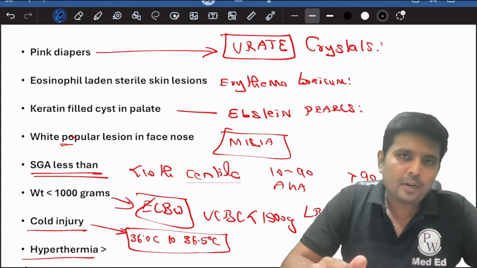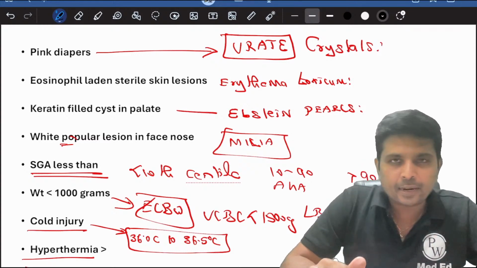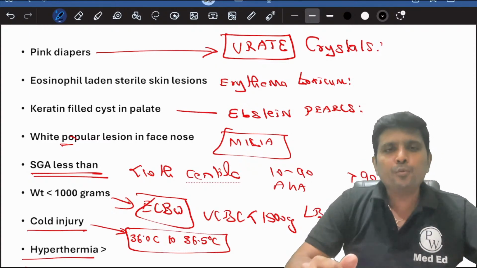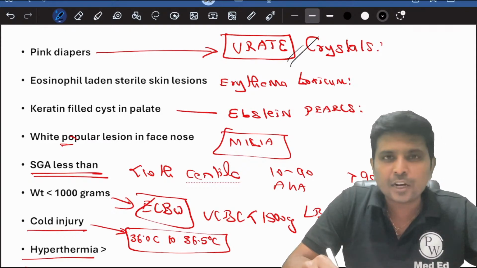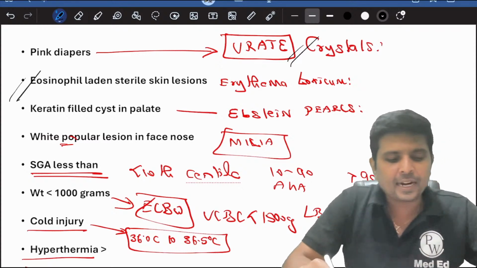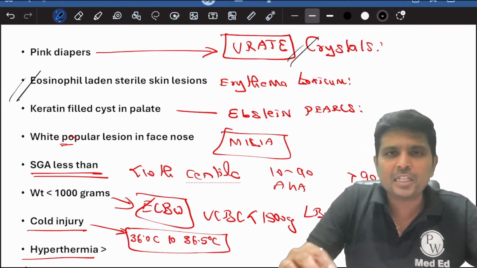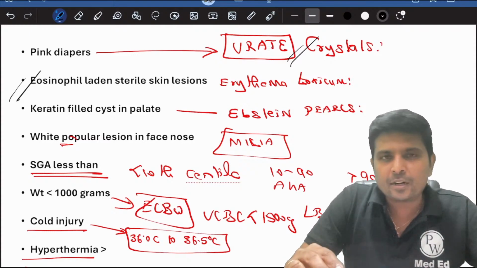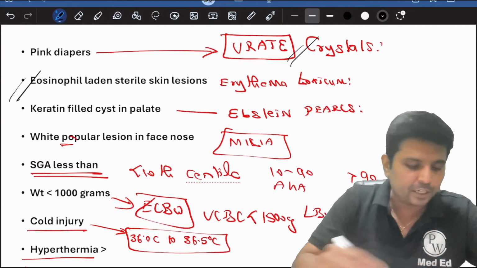Apart from that, what are all the questions that can be asked with respect to newborn? Pink diapers are often due to urate crystals. That is not due to hematemesis. It is due to urate crystals. Eosinophil laden sterile skin lesions are called erythema toxicum. Erythematous lesions of newborn are called erythema toxicum, which has got eosinophils under the base. It is a non-infective condition.